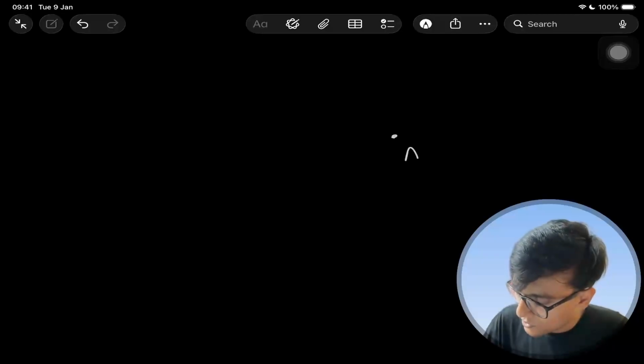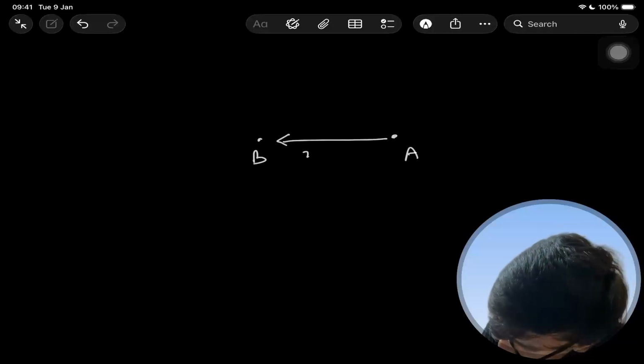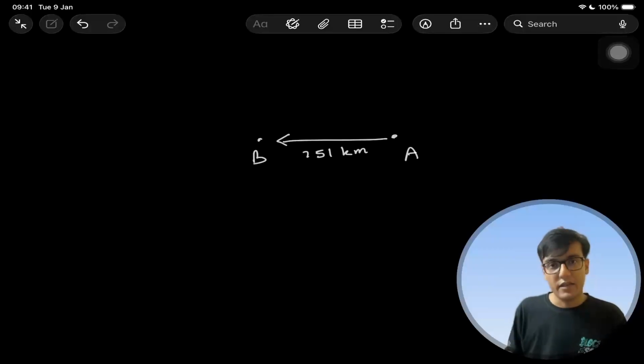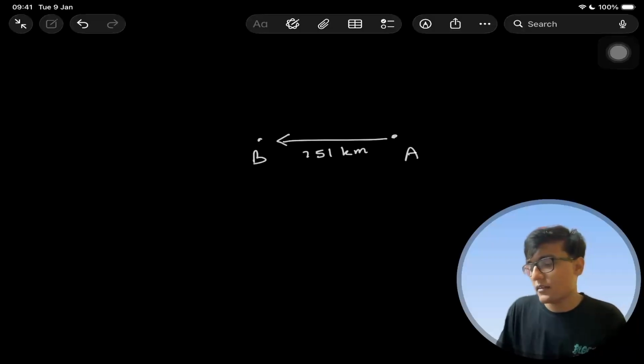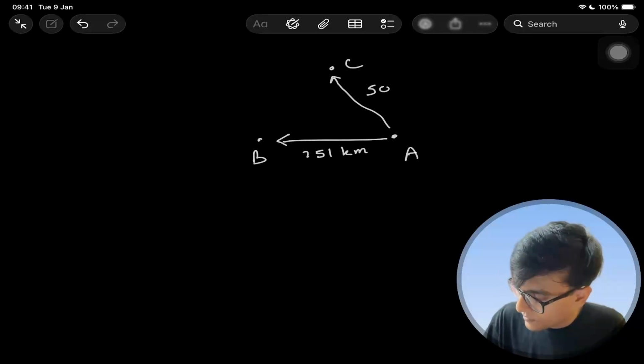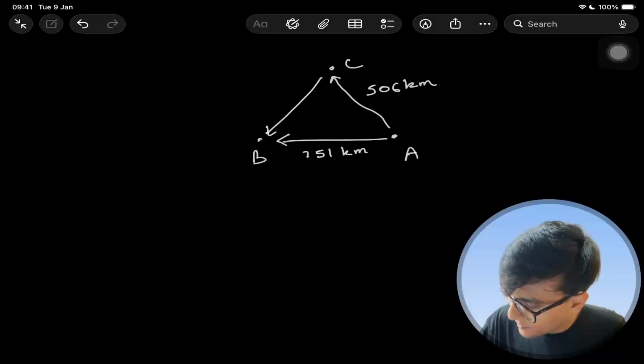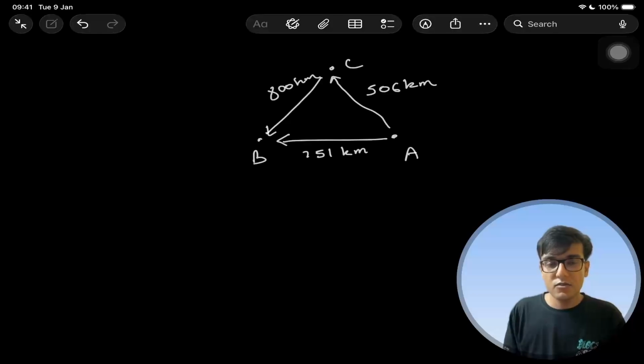So imagine I tell you that you are currently at position A and you have to go to position B, and this is, suppose, 751 kilometers away, right? And after that I tell you that to reach position B there is another way. If I call this position C, then from A to C you go, suppose, 506 kilometers, and then from C to B, let it be, suppose, 800 kilometers. So did I actually give you new information?